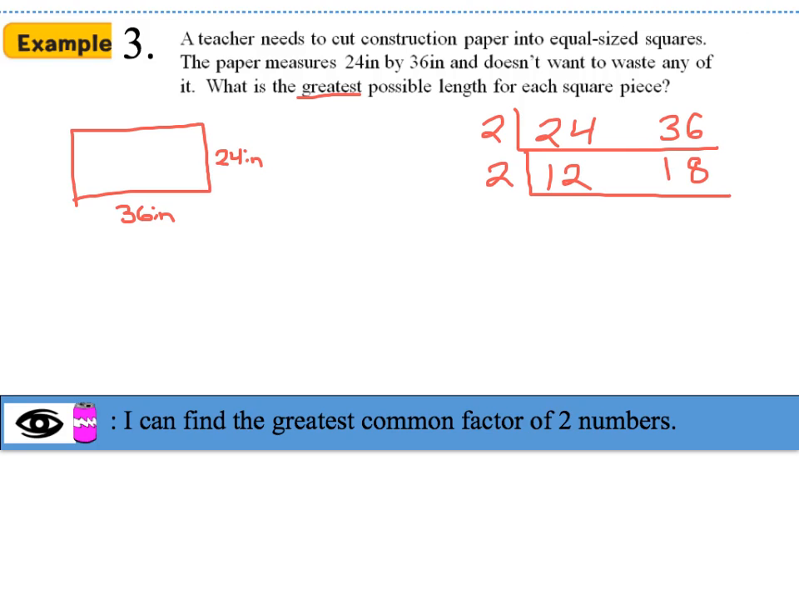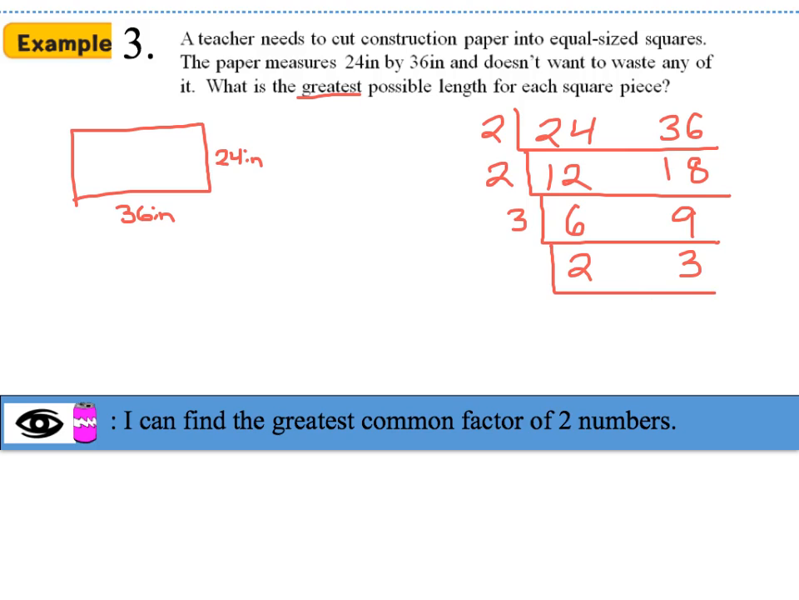2 goes into 12 6 times, and 2 goes into 18 9 times. Let's add another layer to our ladder. And the number that goes into 6 and 9 evenly would be 3. 3 goes into 6 twice, and 3 goes into 9 3 times.